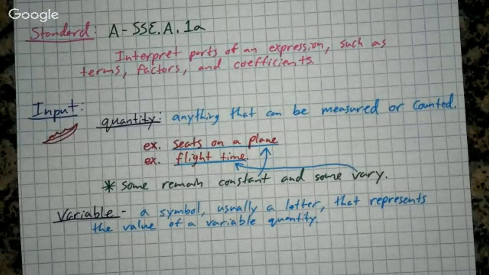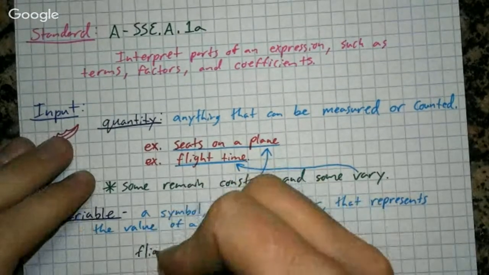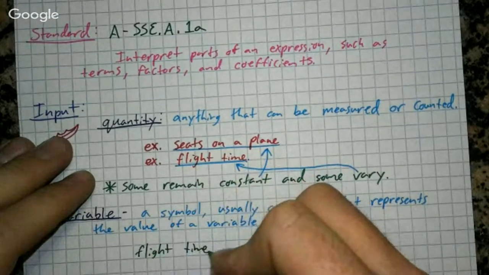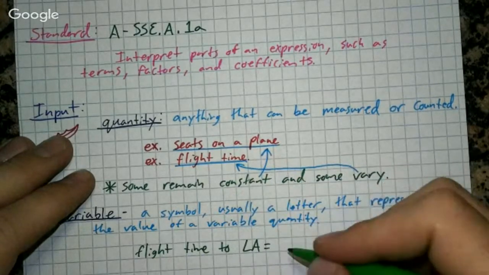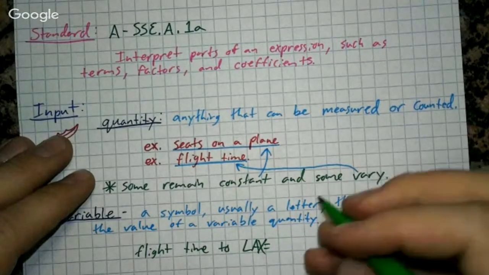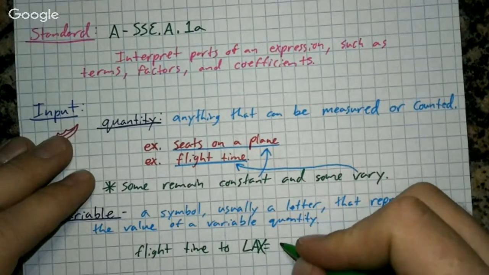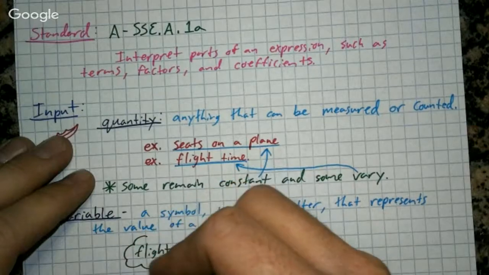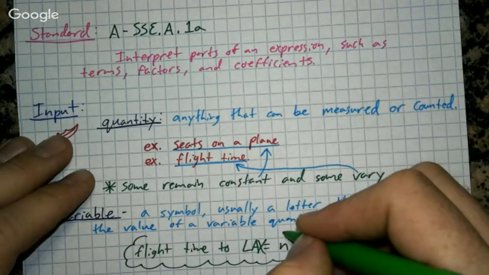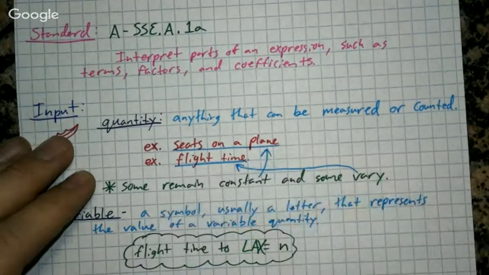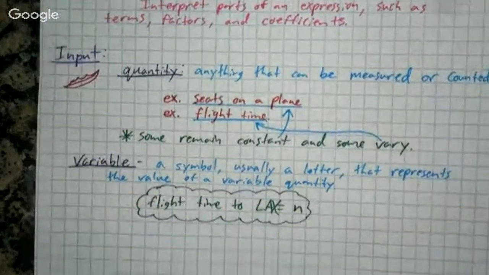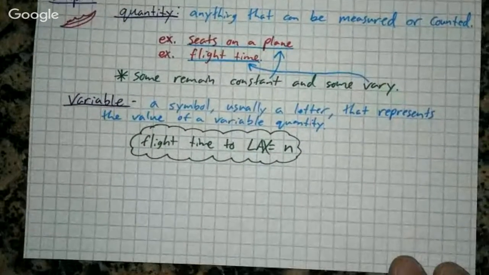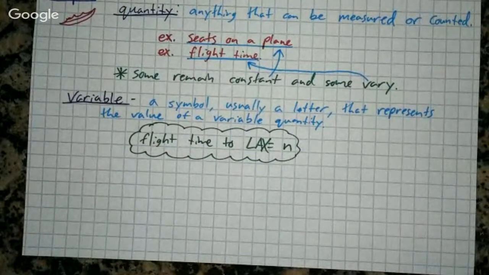So we could say that the variable, if we were going to make the flight time to LAX, the airport there, we could just say that that's N. So instead of saying 2.5 hours and being wrong when it's different, we could just say it's going to take us N amount of time. That means it can be a variable. It's a varying quantity.